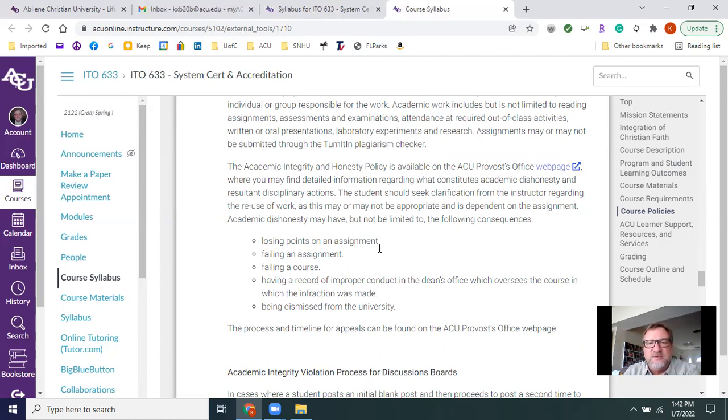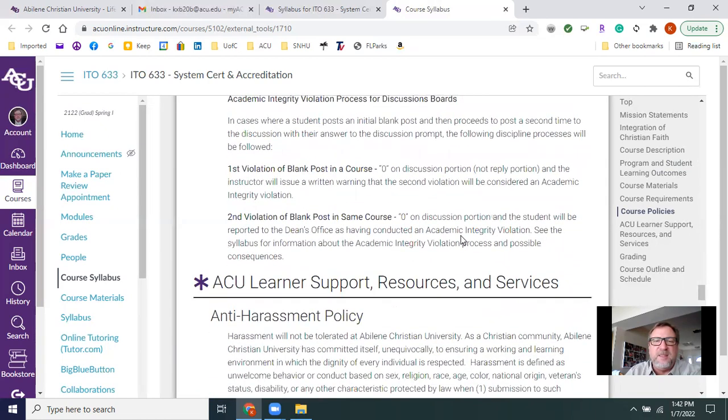But some of the consequences are losing points on an assignment, failing the course, being reported to the dean, and ultimately being dismissed from the university. So we don't want to face those. So make sure, even down to the discussion post, I'll be checking the discussion posts for any plagiarism.